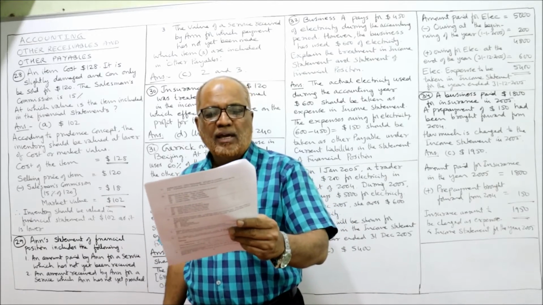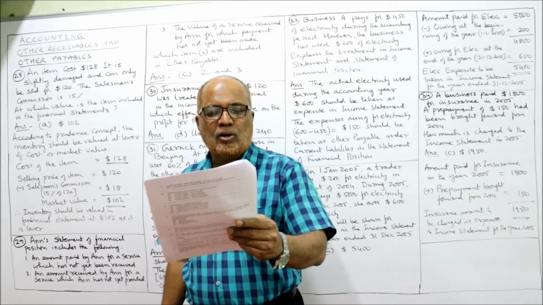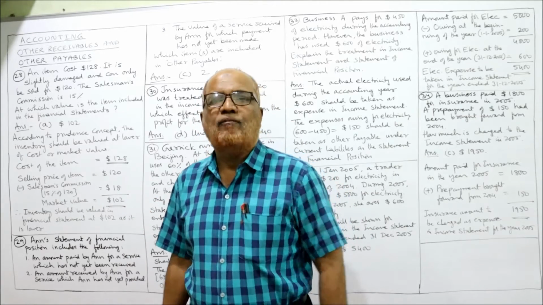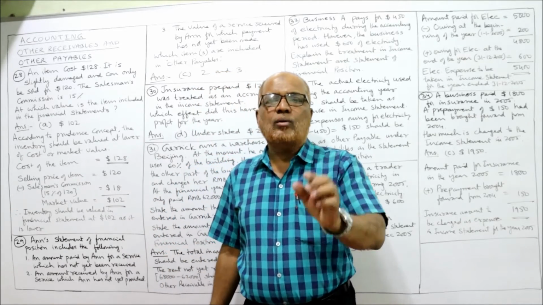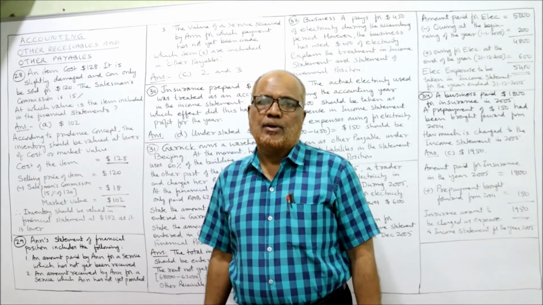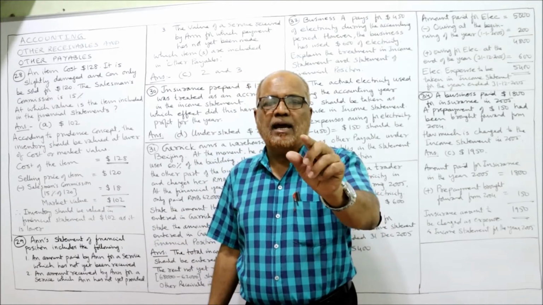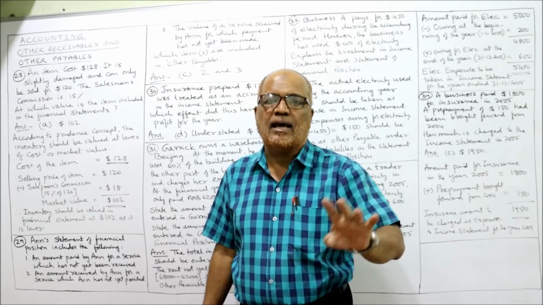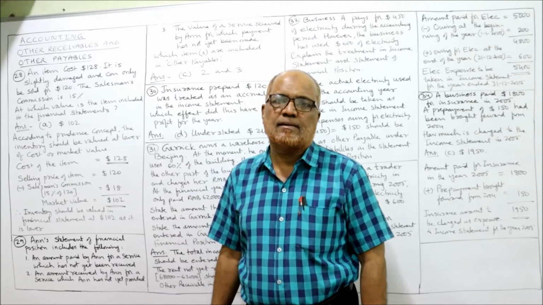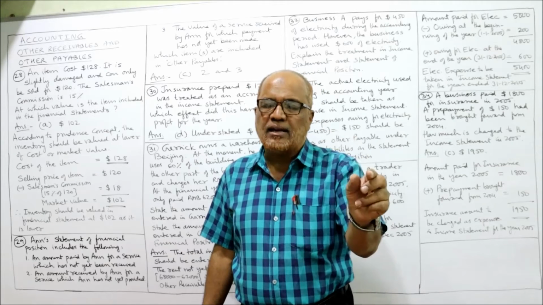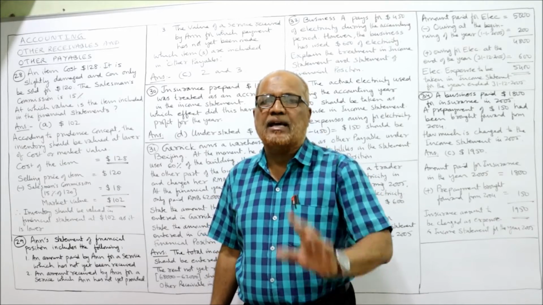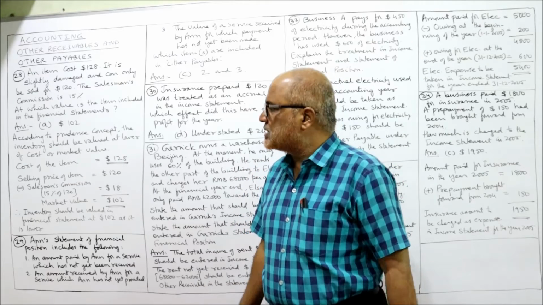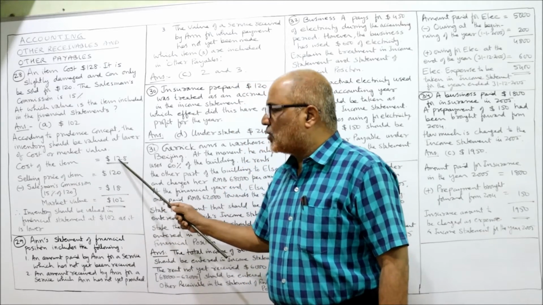The four options are given: A, $102, B, $110, C, $120, D, $128. Now one point you have to remember, according to the prudence accounting concept, inventory should be valued at the lower of cost or net realizable value, whichever is less. The cost or net realizable value, whichever is less, should be taken as the value of inventory in the financial statements. Here in our problem, the cost of the item is given as 128.